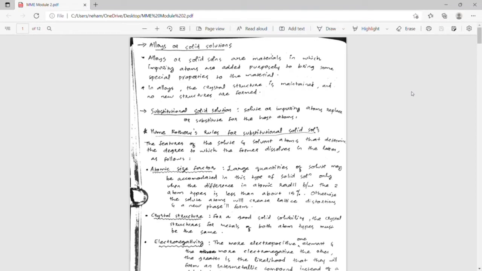Alloys, or solid solutions, are materials in which impurity atoms are added purposely to enhance properties of the material. In alloys, the crystal structure is maintained and no new structures are formed.